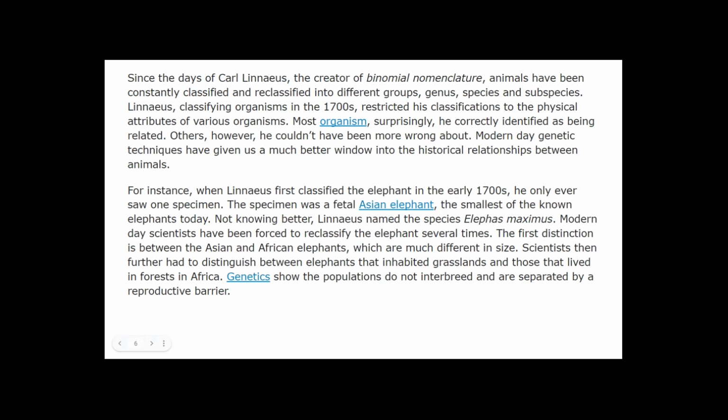So the first distinction is between the Asian and African elephants, which are much different in size. African elephants much bigger. Scientists then had to further distinguish between elephants that inhabited grasslands and those that lived in the forest of Africa. These are now known to be different species. Genetics have shown that populations do not interbreed and are separated by a reproductive barrier.